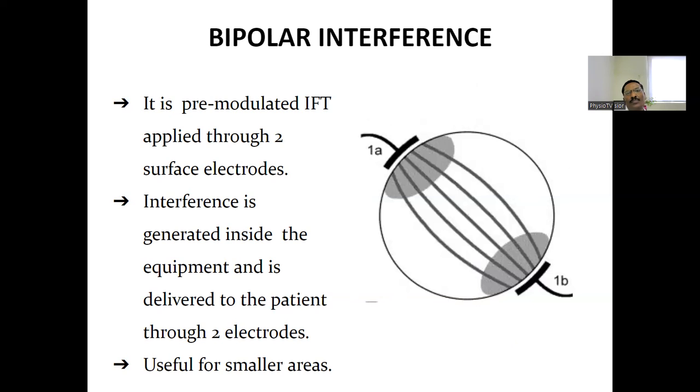Then the third one is bipolar interference. In bipolar interference, the interference happens within the machine. That means you get a pre-modulated interferential current, which passes to the electrodes placed on the patient's tissue, and delivers a more TENS-like current. The only difference is that in TENS we have a fixed frequency, whereas here we have a sweep and base set, and the frequency ranges between the base and the sweep. That's the only difference between TENS and bipolar IFT.